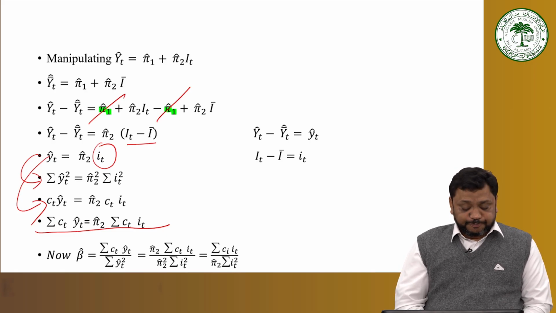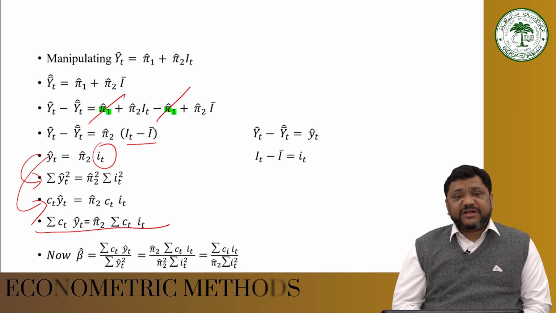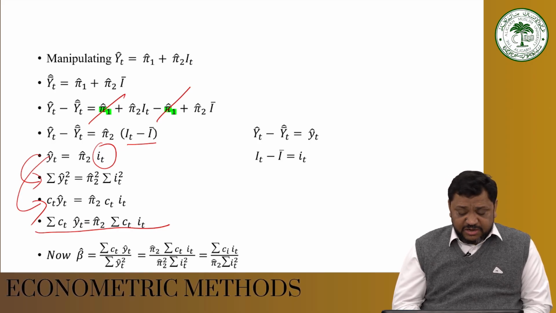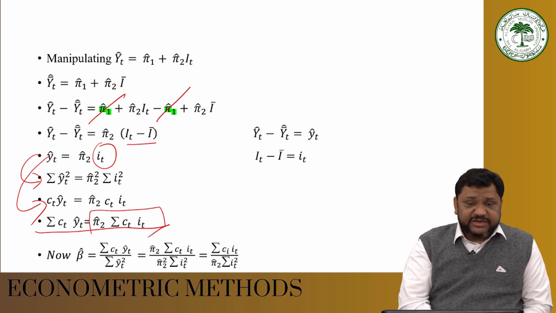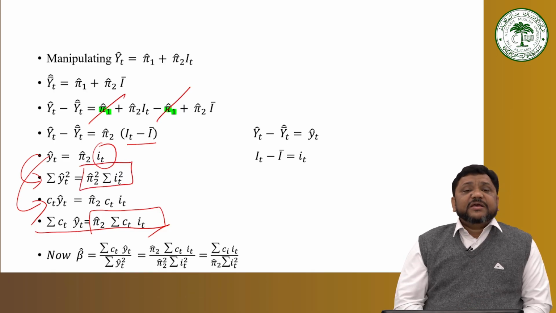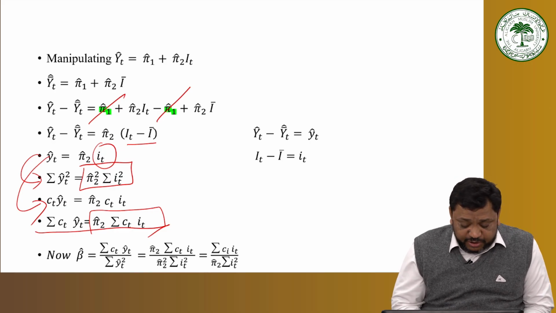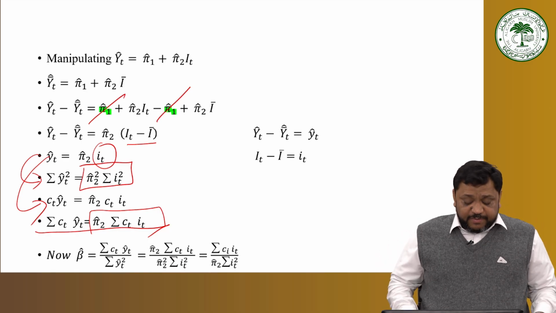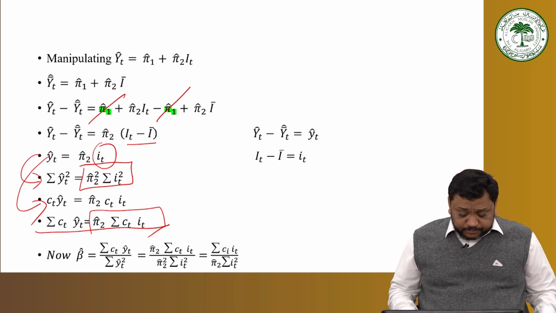Now what is the formula for beta hat? We have seen in the previous slide, beta hat is equal to summation CT YT hat divided by summation YT hat square. Using these, we now have the term for CT YT hat and also the term for YT hat square. So both these terms we have. We write it as pi2 hat summation CT it divided by pi2 hat square summation it square.